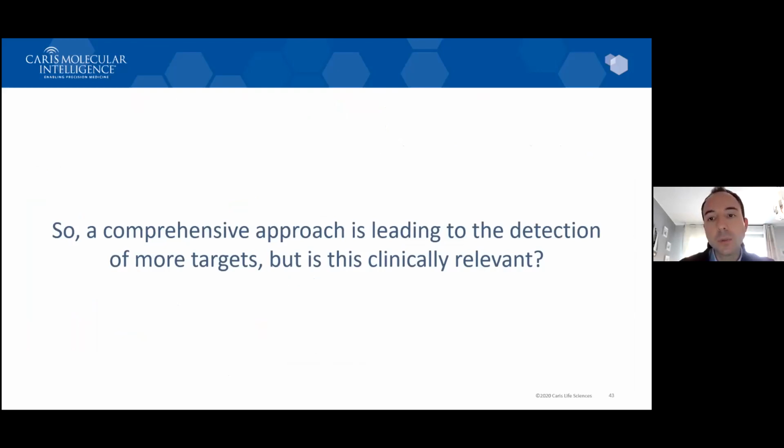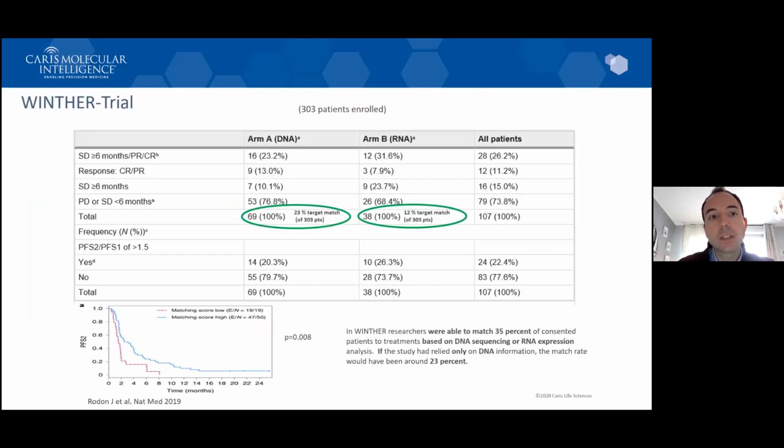So a comprehensive approach is leading to detection of more targets, but is this clinically relevant? The short answer is yes. Here you have to talk immediately about the WINTER trial. The WINTER trial just answered this question: is it important or not? Do we have a matching or not? And the short answer is yes, because they basically had two arms, DNA and RNA. With DNA, they were able to match 23%, and in the RNA arm, 12%. So altogether, 35%. With DNA only, it would only have been 23%. And then, of course, you have all the drugs which go together, so entrectinib, etc.